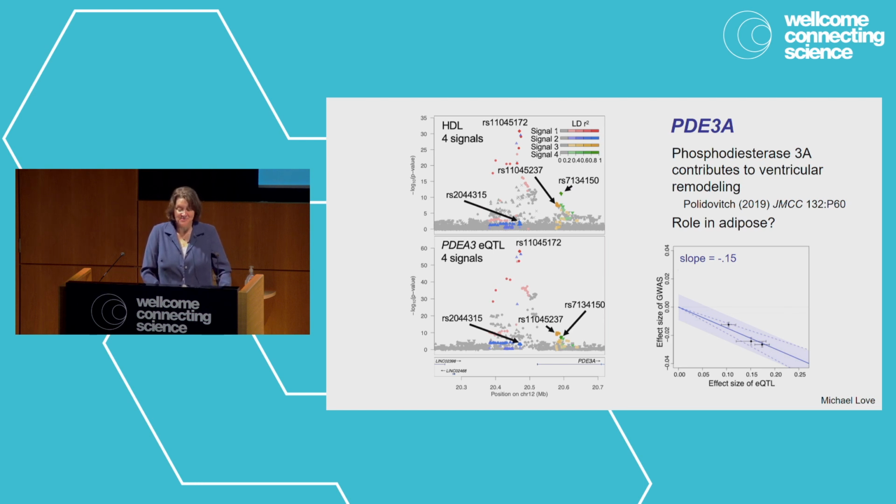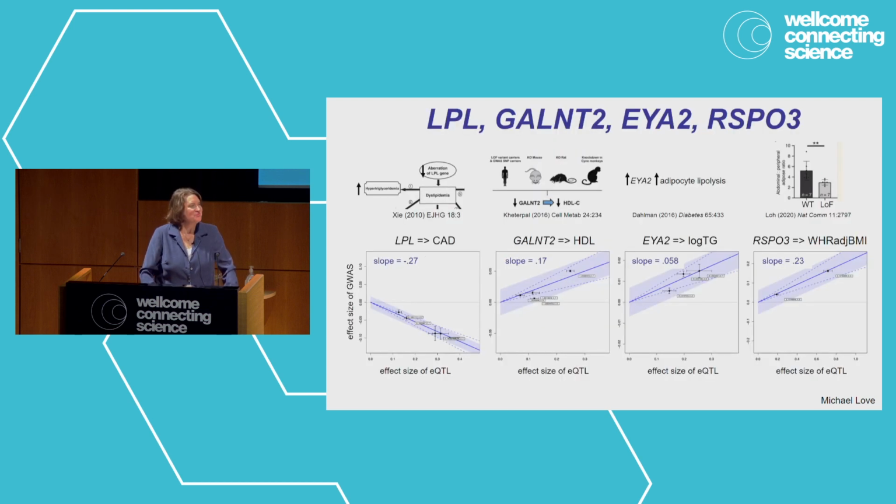PDE3A has been known to contribute to ventricular remodeling, a role in adipose tissue not necessarily so clear. Maybe this has to do with some of the cell types that are involved in adipose tissue, but a lot remains to be learned about how this could be functioning. Those are 2 new examples.